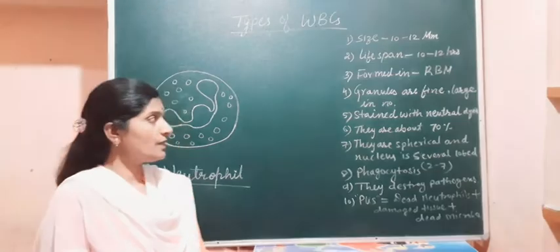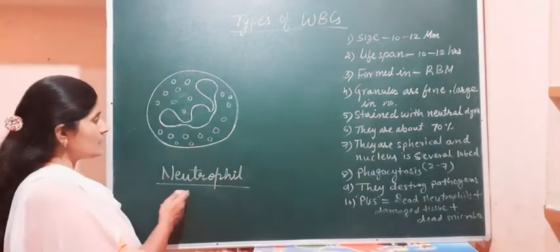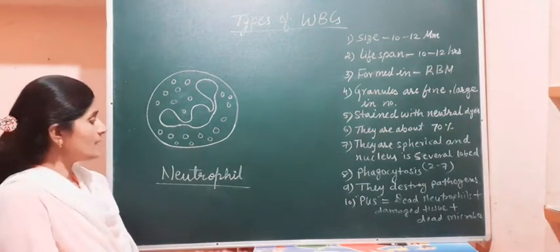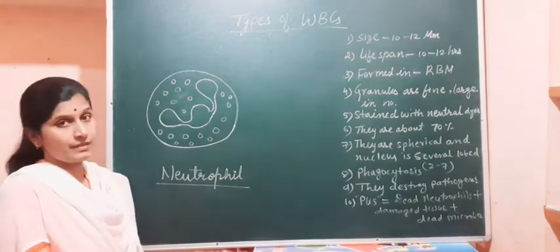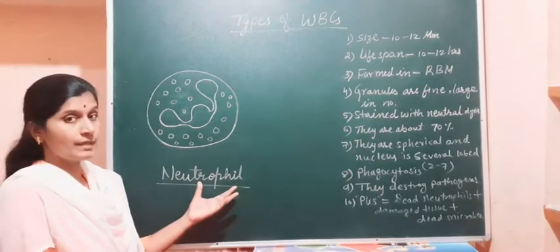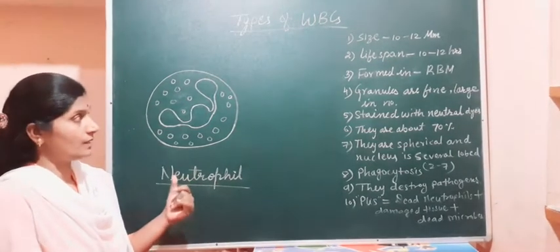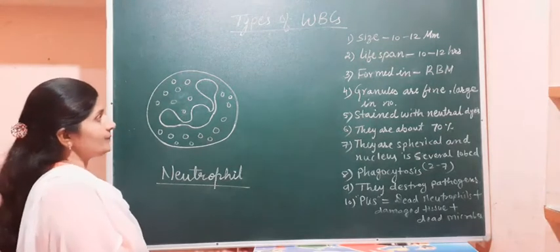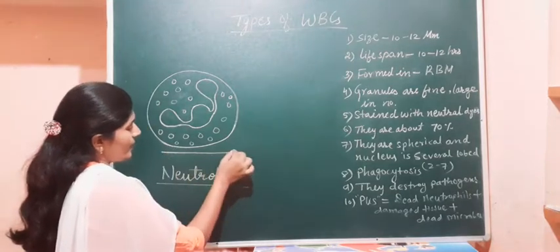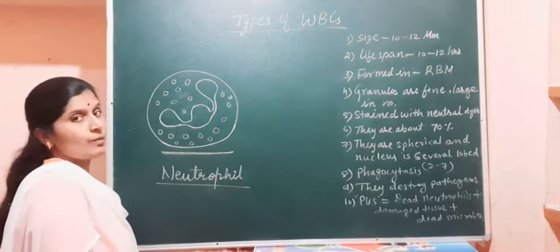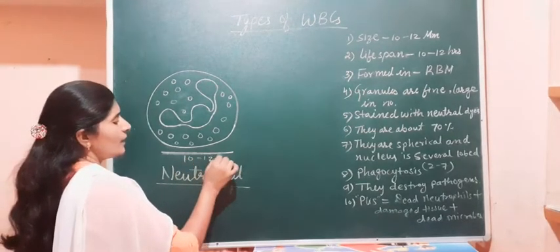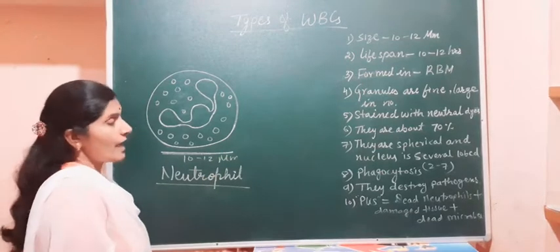First of all, we will see the neutrophils. They are present abundantly; the percentage of neutrophils is 70% of all the WBCs. Many more cells are neutrophils. The size of this neutrophil is 10 to 12 micrometer.